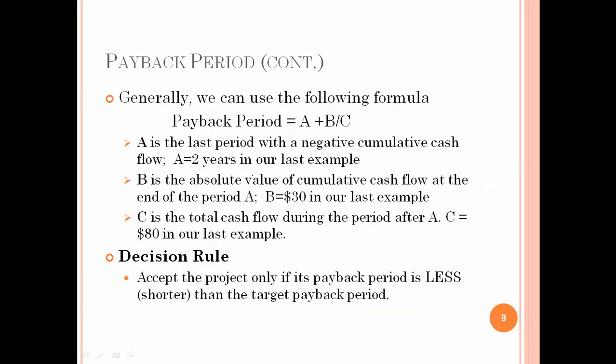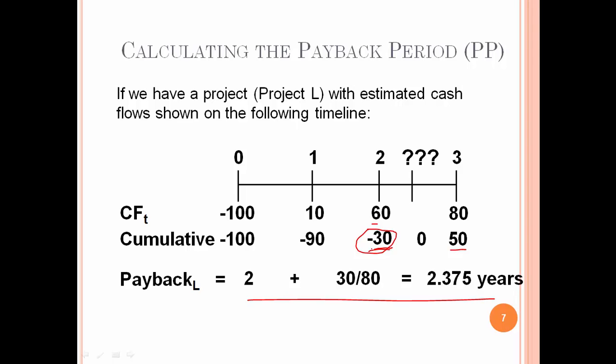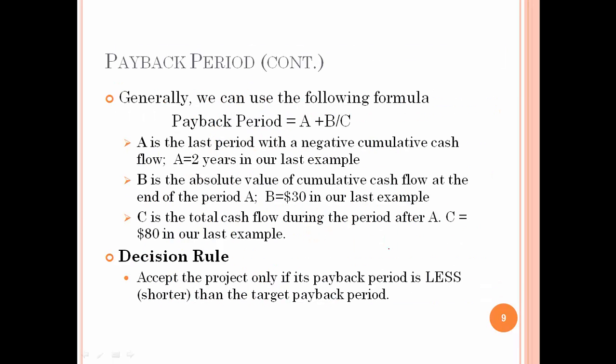Now B is the absolute value of cumulative cash flow at the end of the period A. So in our timeline, by the end of year 2, we still had $30 more to be made. So the absolute value of that is simply 30. So B is 30 in our example.